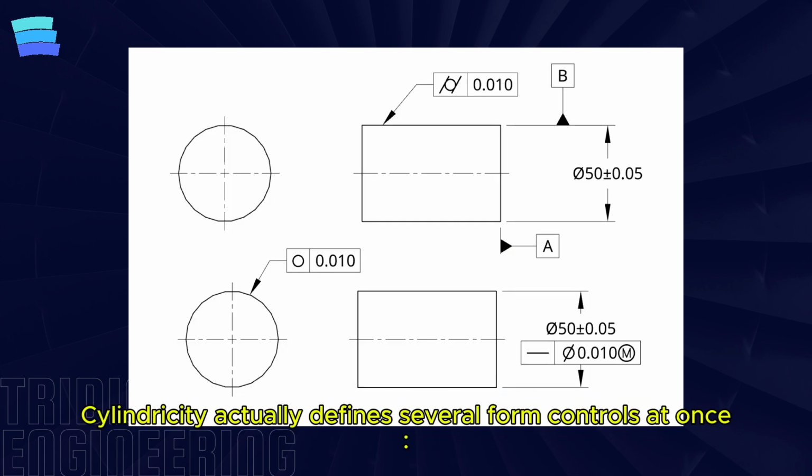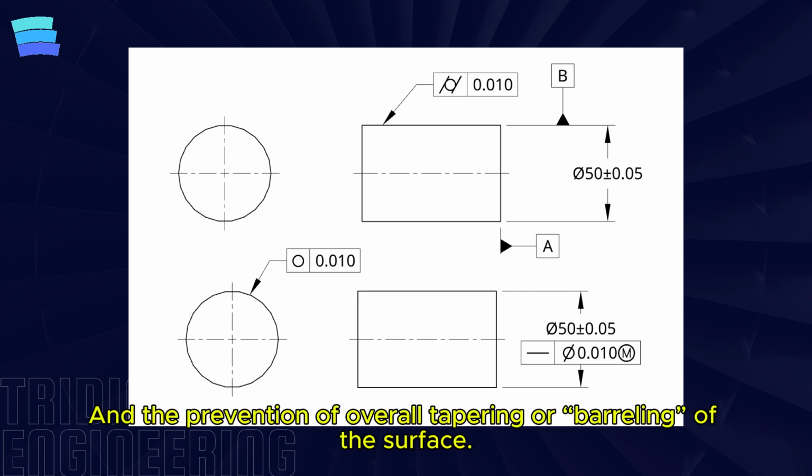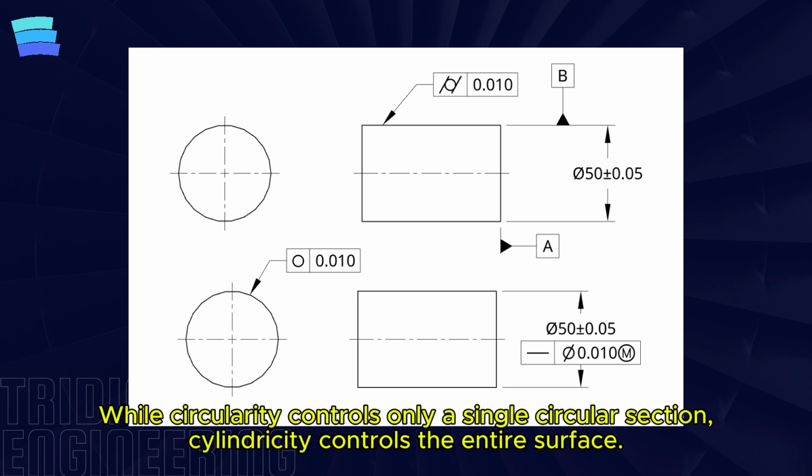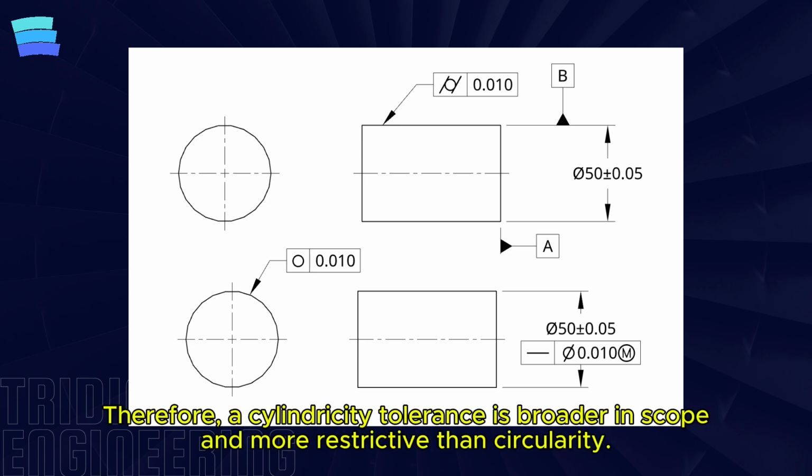Relationship with circularity and straightness. Cylindricity actually defines several form controls at once: circularity in every cross-section, straightness along the cylinder axis, and the prevention of overall tapering or barreling of the surface. While circularity controls only a single circular section, cylindricity controls the entire surface, that is, both all sections and the behavior along the length at the same time. Therefore, a cylindricity tolerance is broader in scope and more restrictive than circularity.